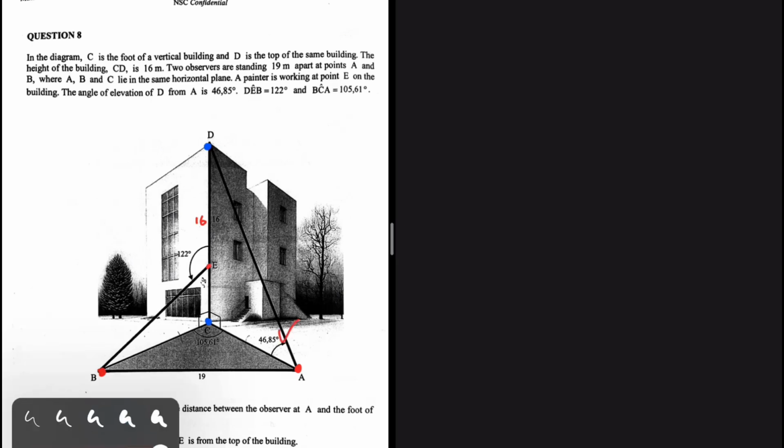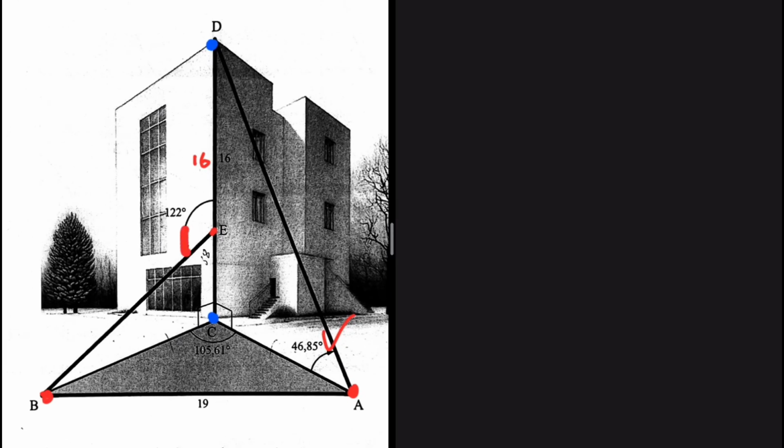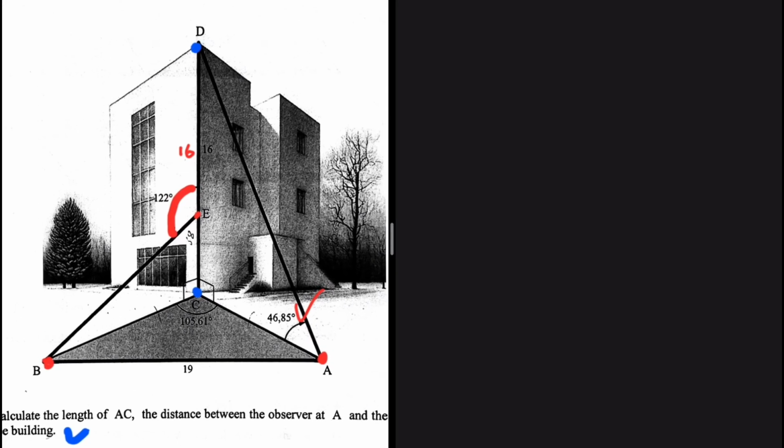And then angle DEB is 122, here it is, and angle BCA is 105.61. So let's go. We're looking for the length of AC. We can see here that we have a right-angled triangle, and we are looking for the length of AC.